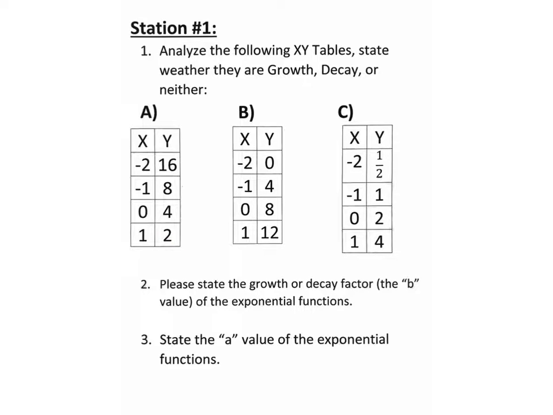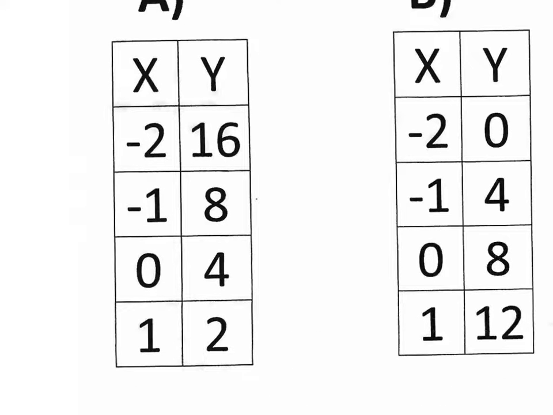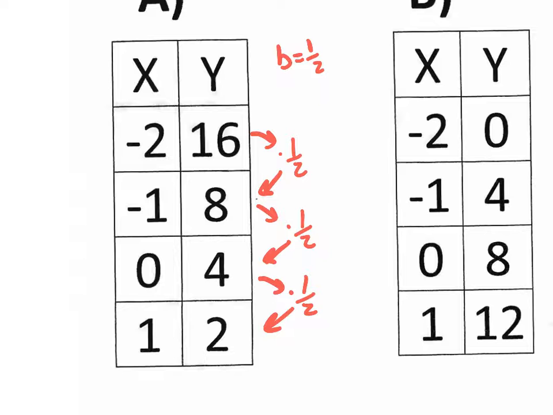1/2, right? So right here, it's a 1/2. This times 1/2 will get you the 8. 8 times 1/2 will get you the 4. 4 times 1/2 will get you the 2. So this is obviously decaying, and the base, the B value, is 1/2 because that's how it's decaying. It's the decay factor, 1/2. You guys follow me? Now, if you look at this next one, so this is definitely a decay function.